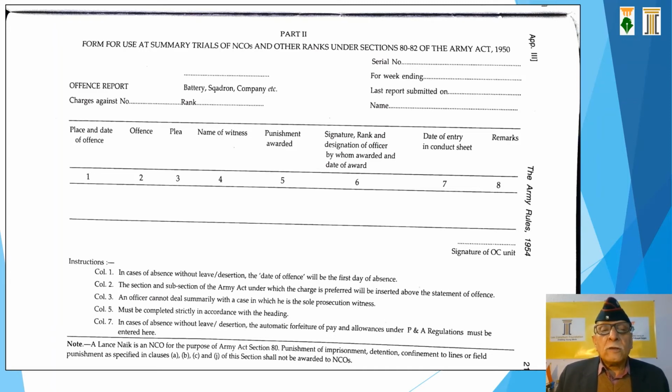And then there are the vertical columns you find: place and date of offense; what the offense is, whether it is theft or absent without leave; the plea advanced by the accused, whether guilty or not guilty; who were the witnesses examined; and then column 5 says what punishment was given to him. Then the commanding officer will put his signature in column 6 with the rank and designation. Then the day the entry is put in the conduct sheet is to be written there, and it is signed by the officer commanding of the unit. So this is the offense report which is to be used by the commanding officer when he is dealing with the case by way of summary punishment.